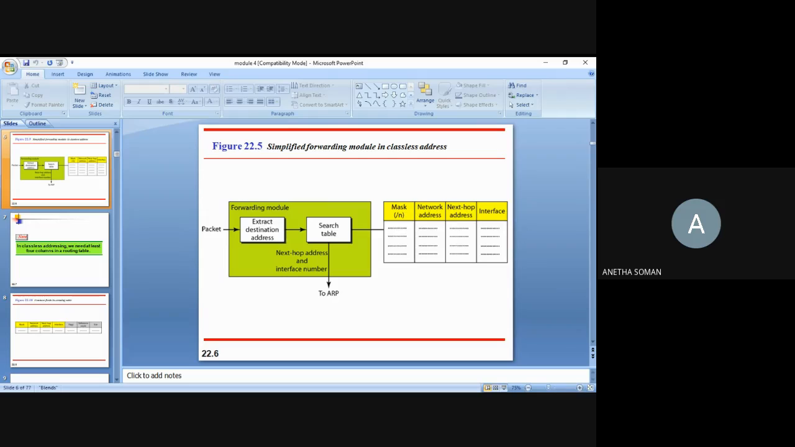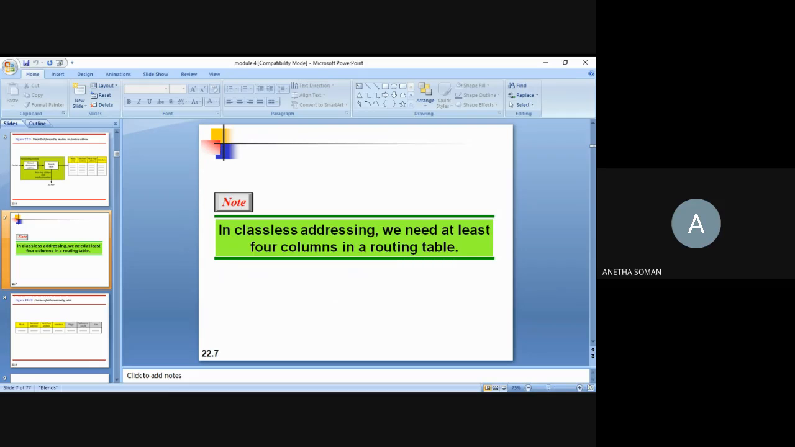So static is the one where everything is entered manually, and dynamic is the one where it is done in an automatic manner. Okay, now when you are considering the routing table for classless addressing, the minimum requirement is that it must contain at least 4 columns in a routing table. You should have a minimum of 4 columns. But in today's routers, you can have more than those 4 columns. Everything is determined by the vendor. Maybe more columns will be there, maybe a little less than that. So everything is vendor dependent.